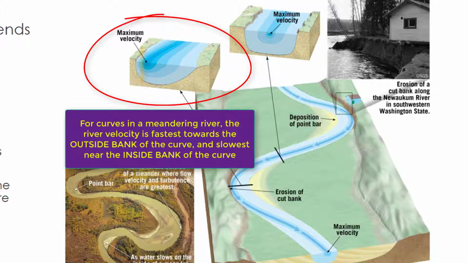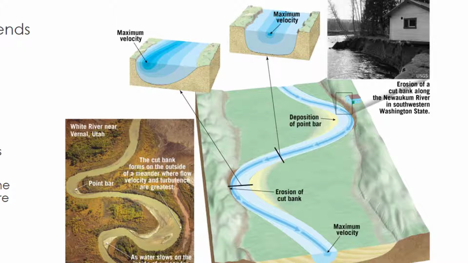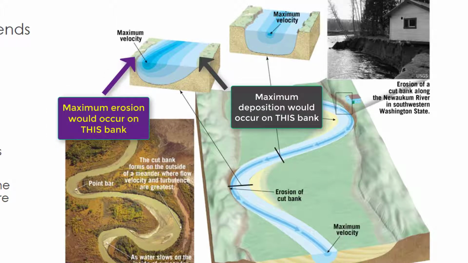If we take a look at the outside portion of this curve and then start working our way back towards the opposite bank, the velocity of the river will decrease substantially as you approach the shoreline depicted here on the right. The focus of this video is erosion, but in the next video we'll talk about deposition. And for curved segments of a river, maximum erosion will take place towards the outside of a curve, whereas deposition will occur towards the inside of the curve.